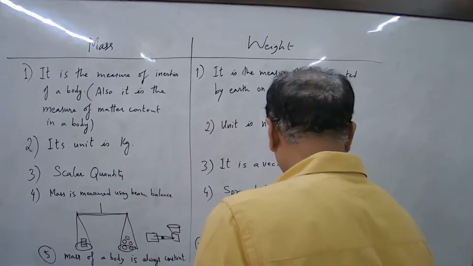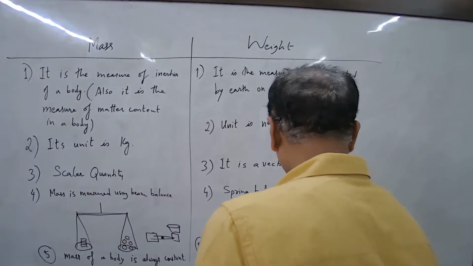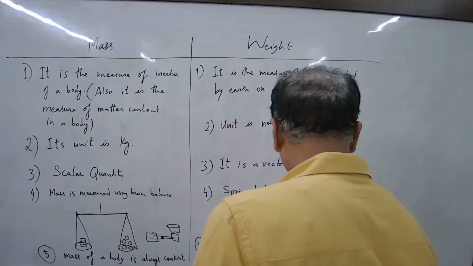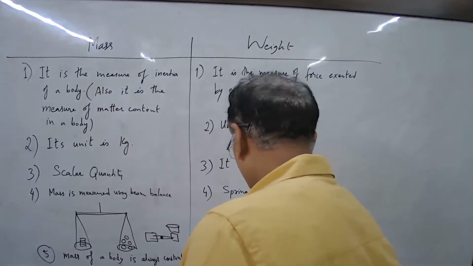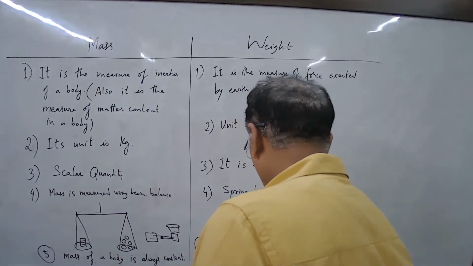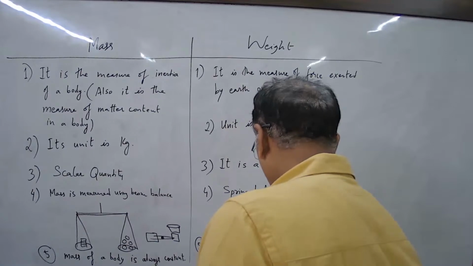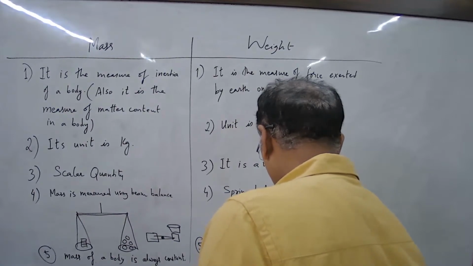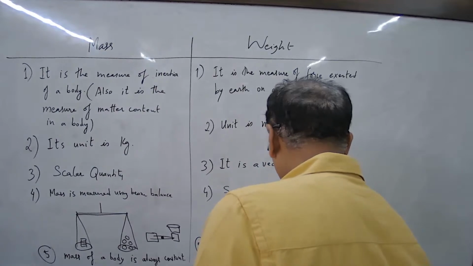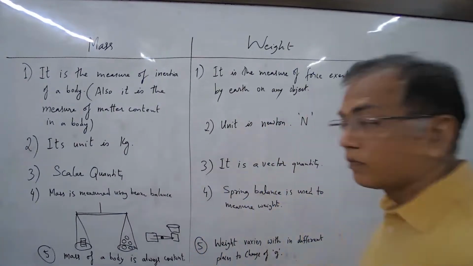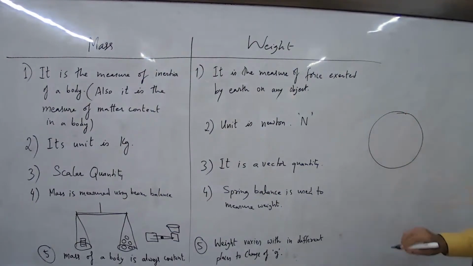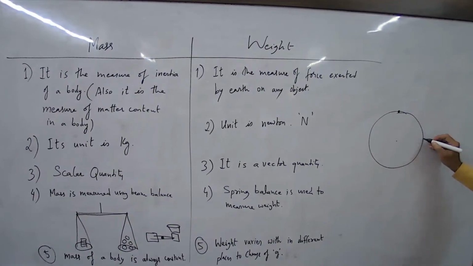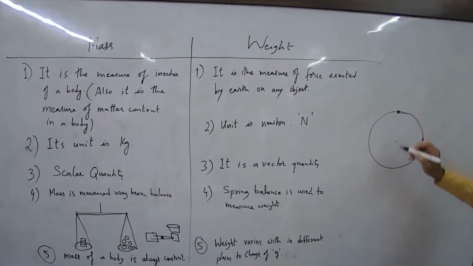Change of acceleration due to gravity. So on Earth, where is weight maximum? Where is it maximum? On pole or on equator? Equator. The weight is maximum.